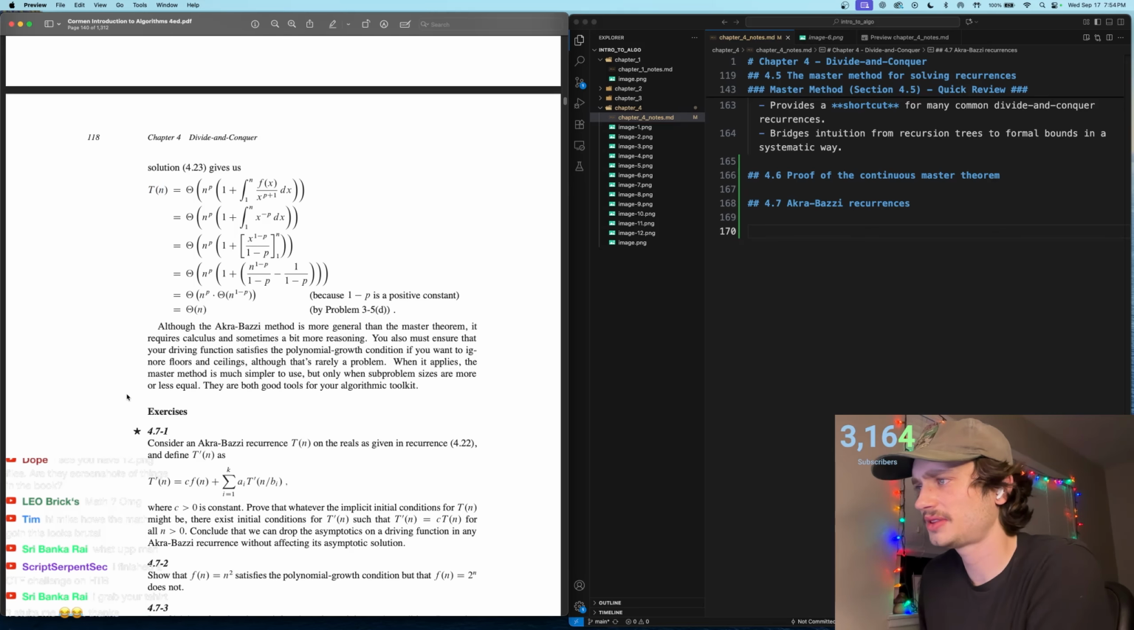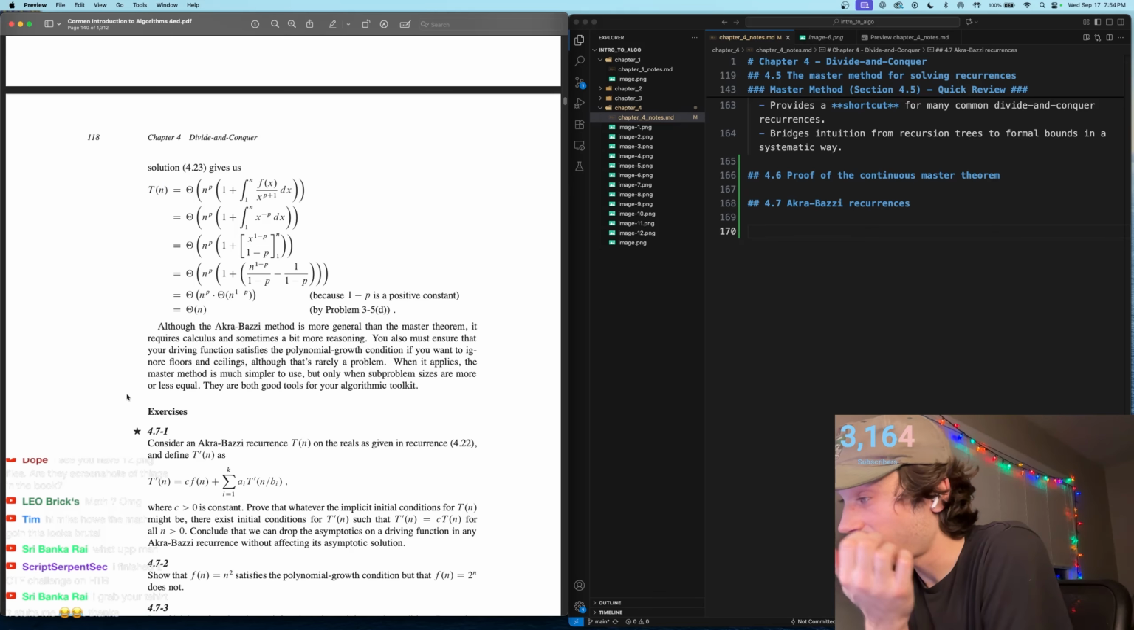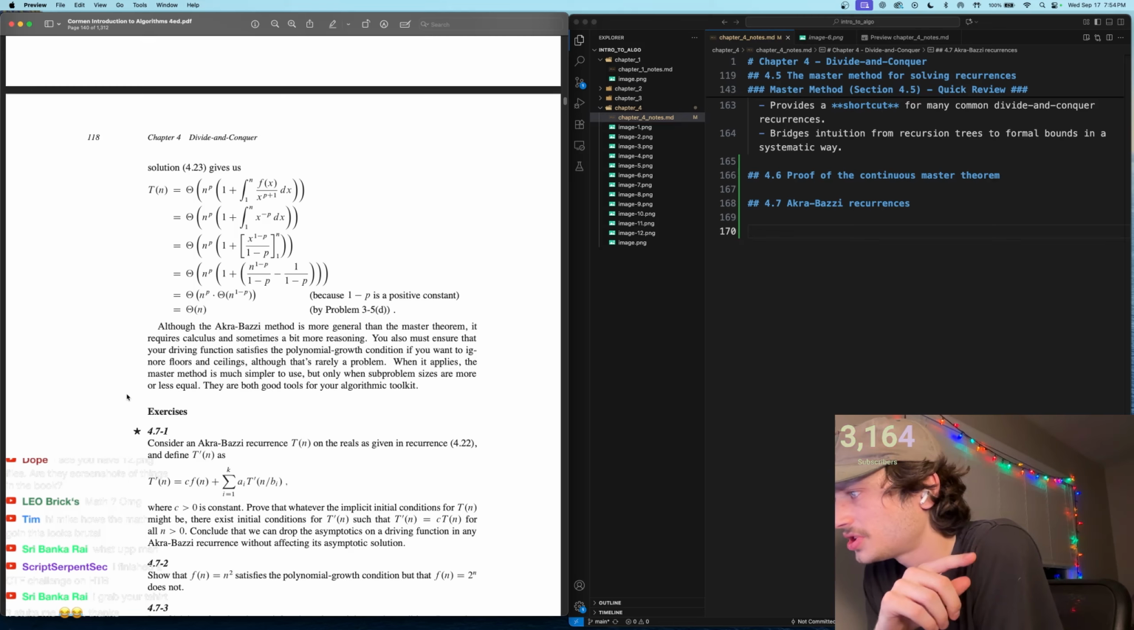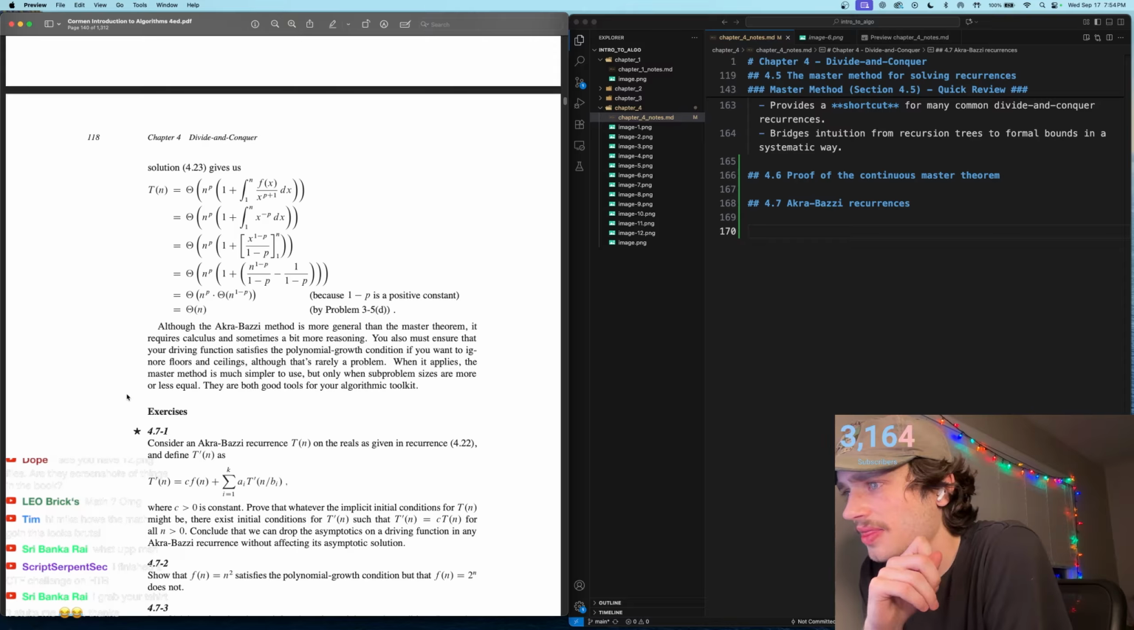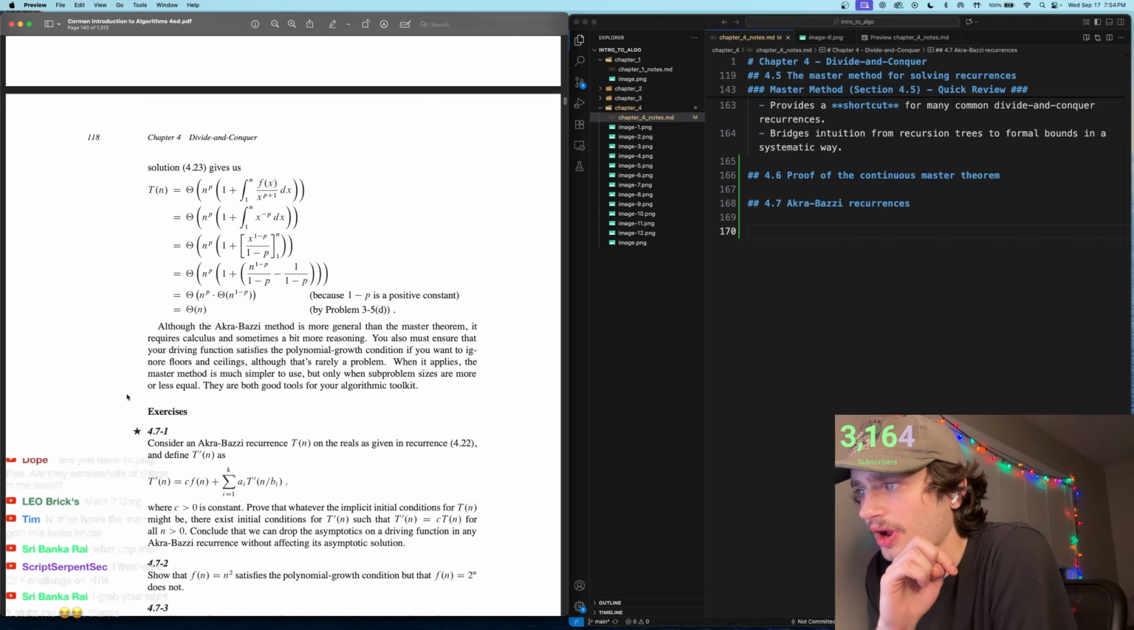Although the Akra-Bazzi method is more general than the master theorem, it requires calculus and sometimes a bit more reasoning. You also must ensure that your driving function satisfies the polynomial growth condition if you want to ignore floors and ceilings, although that's rarely a problem. When it applies, the master method is much simpler to use, but only when subproblem sizes are more or less equal. They are both good tools for your algorithmic toolkit.